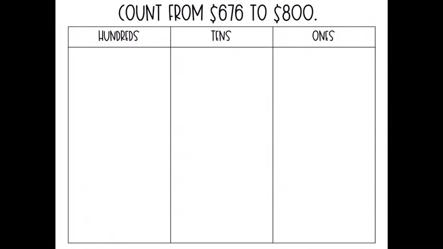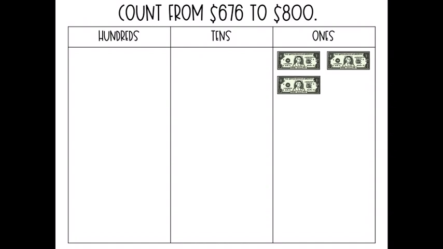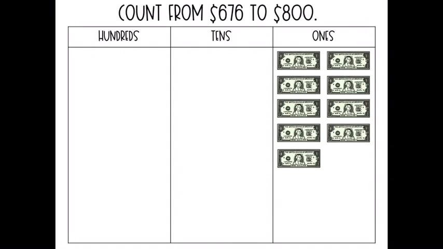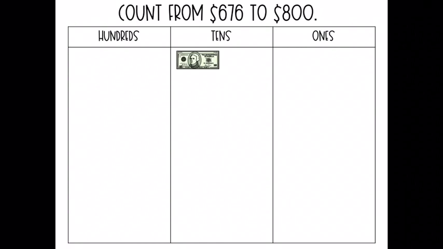Let's get started. We want to count from $676 to $800. So let's count together starting with ones. 677, 678, 679, 680, 681, 682, 683, 684, 685, 686. If you look, we just counted 10 ones. So I need to exchange those for one 10.